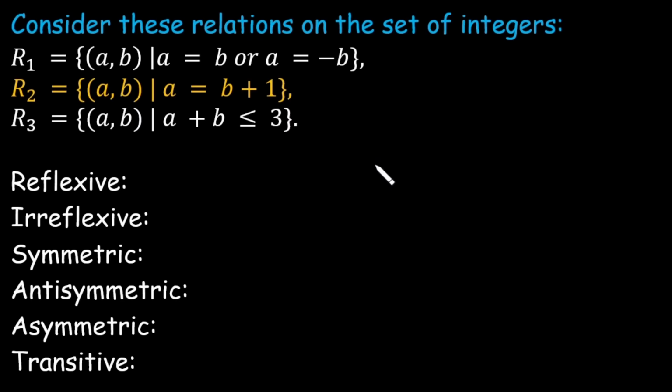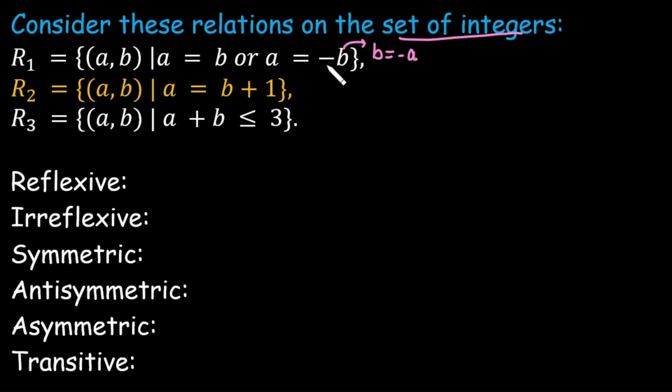Everyone, in this video we are going to practice how to identify the type of relation if the relation is given in this format. Here we have taken three different relations defined on the set of integers. The first relation takes the ordered pair (A, B) such that either A is equal to B or A is equal to minus B. In this case, we can also write B is equal to minus A.